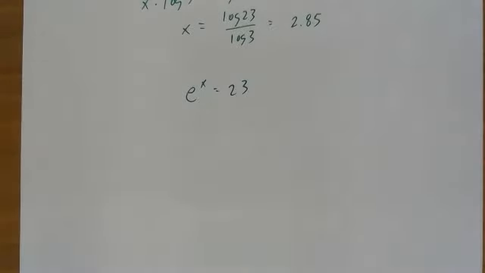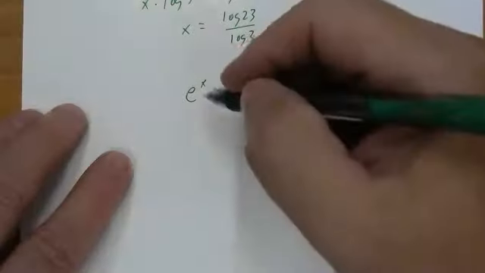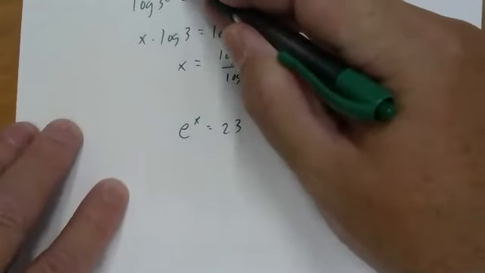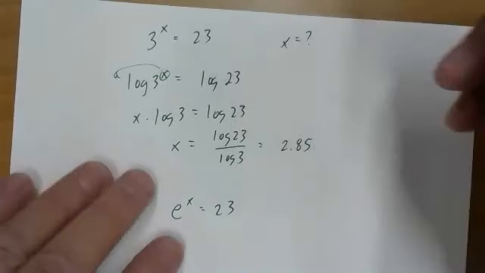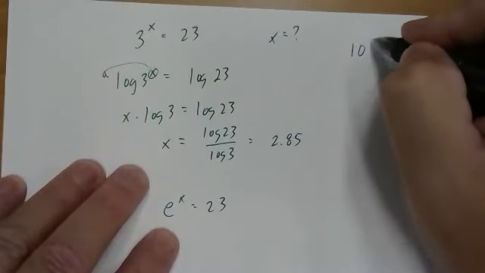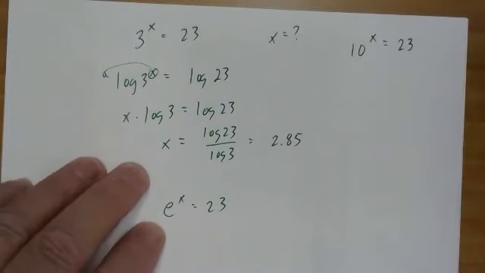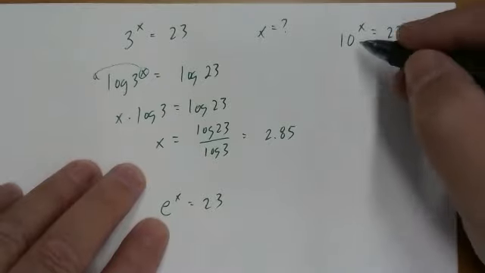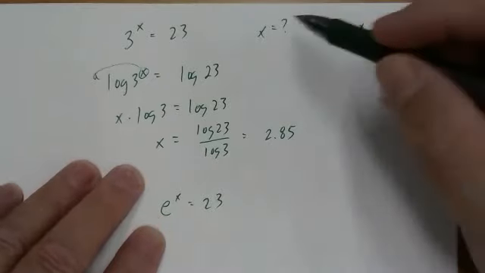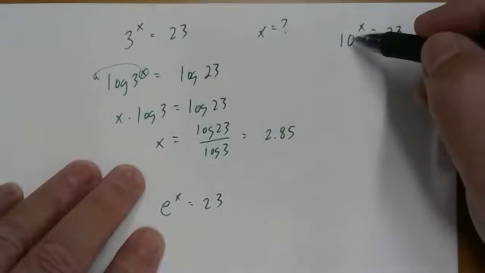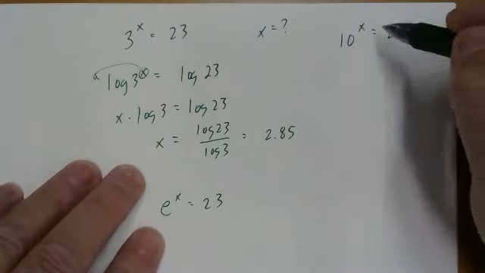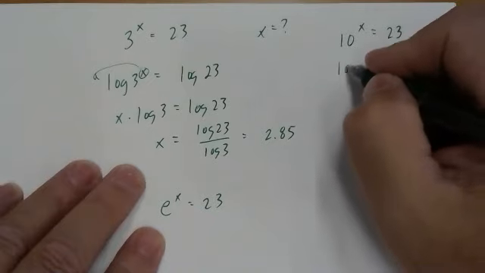Now in this case, before I do this one, let's do this so you get the principle down. I have 3 to the x equals 23. What if I was given this problem? 10 to the x equals 23. Well, I'm going to follow the same steps I followed here. I'm going to take the log of both sides. I'm going to take common log of both sides.